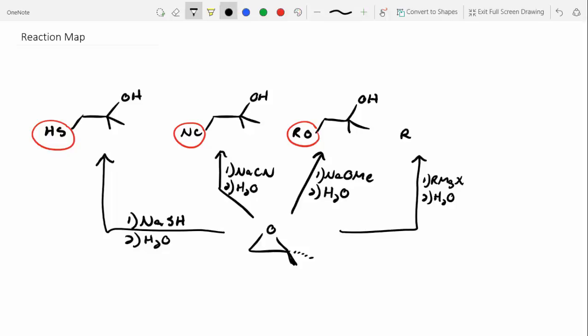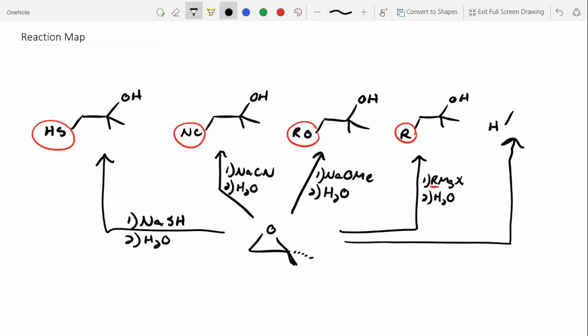And this would give us our Grignard reagent, which is a great nucleophile, and that will add in here. So this is our new R group. And last but not least, we've got another really nice reaction where what if we want to just install a hydrogen?